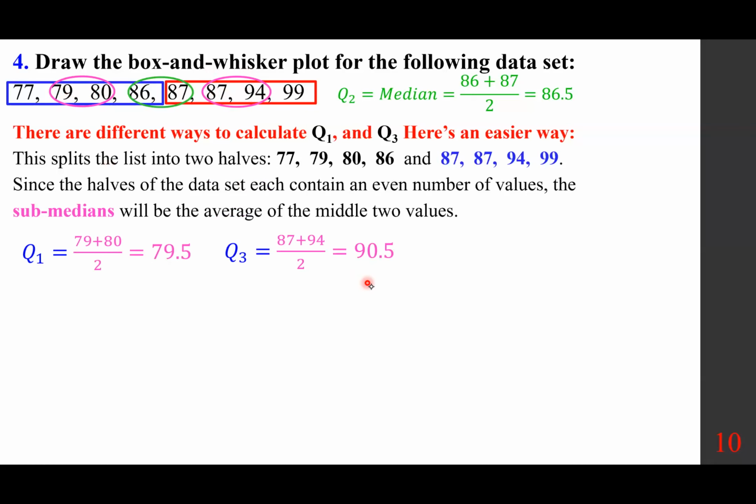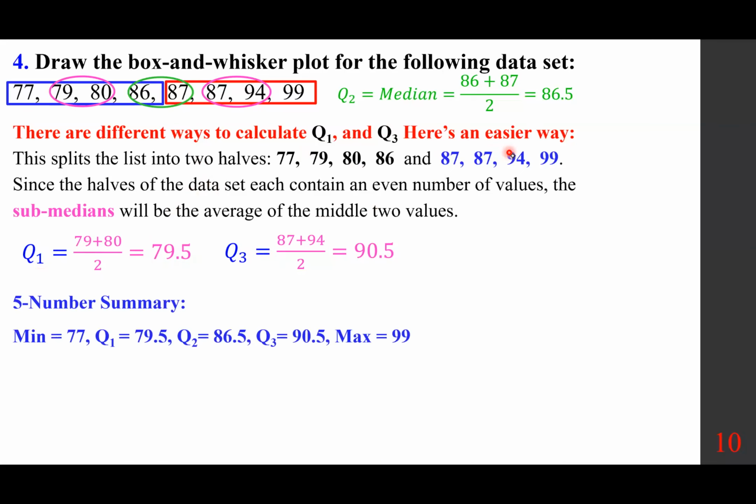Five number summary. We need the minimum, we need the maximum, and we need Q sub 1, Q sub 2, Q sub 3. So let's write all those five numbers. The minimum is 77. Q sub 1 is 79.5. Q sub 2 is 86.5. Q sub 3 is 90.5. And the maximum value is 99.